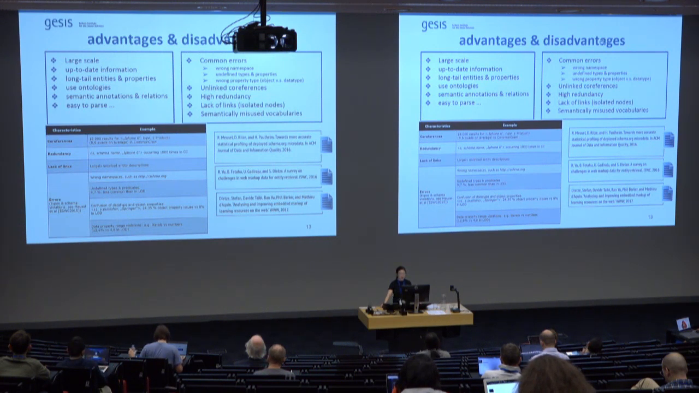It contains up-to-date information. It has information for long-tail entities and properties. And it already uses some kind of ontologies, of which the most frequently used is schema.org. And it has semantic annotations and relations and is easier to parse than unstructured web content.